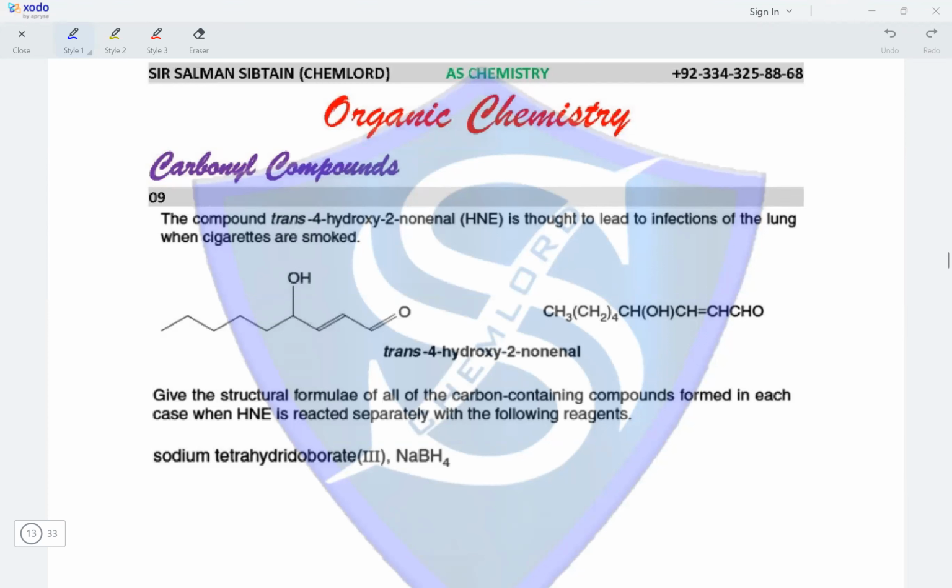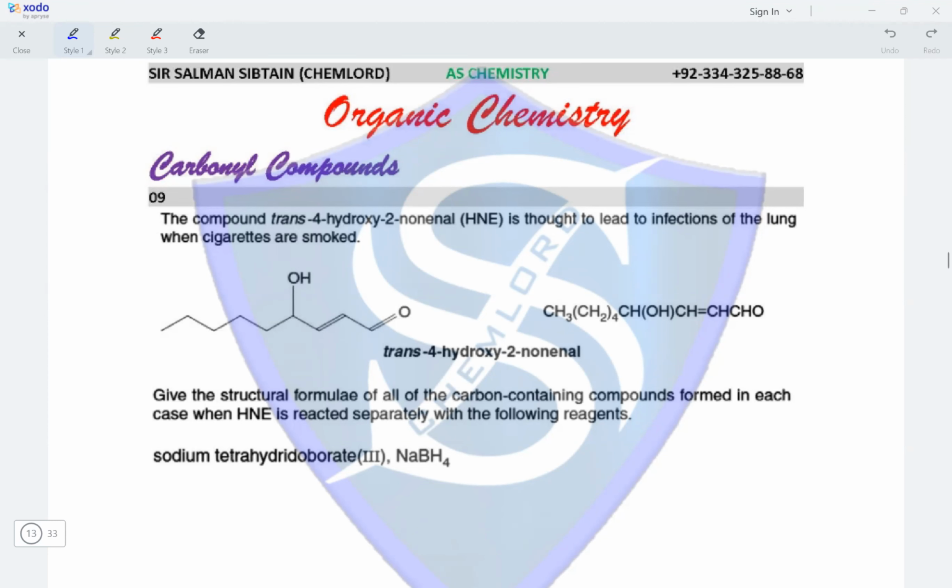Question 9. The compound trans-4-hydroxy-2-nonenal, which is HNE, is thought to lead to infections of the lung when cigarettes are smoked. The skeletal formula and the condensed structural formula are shown. Give the structural formula of all of the carbon containing compounds formed in each case when HNE is reacted separately with the following reagents. And the reagent is sodium tetrahydroborate(III), which is NaBH4.